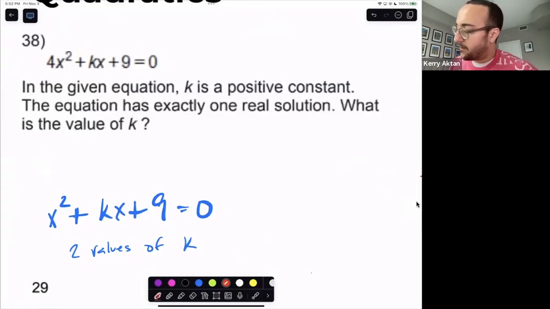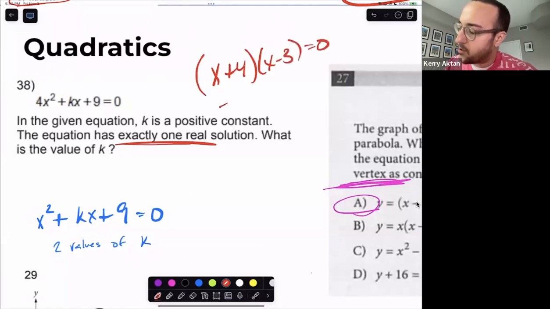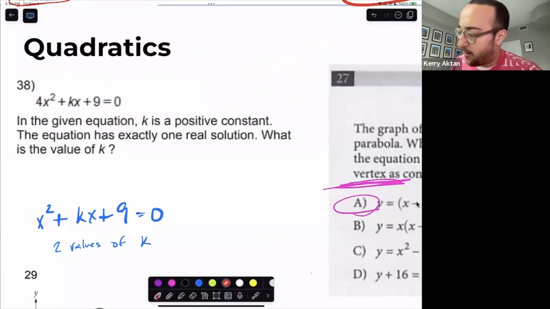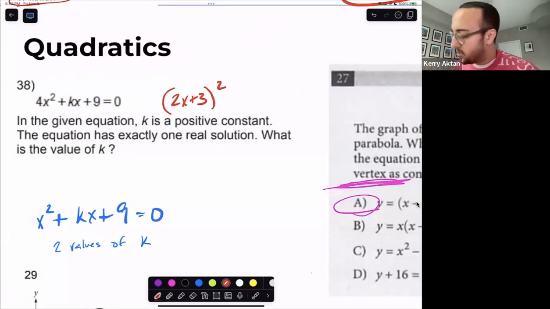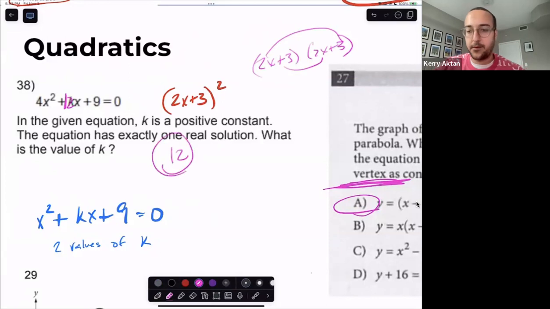Good job, guys. Reminder here that if it says exactly one solution, think about it. If I have x plus 4, x minus 3 equals 0, there are two solutions there, negative 4 and 3. But they want just one solution. That suggests to me that this must have been a perfect square. Really, this must be 2x plus 3 squared, or 2x minus 3 squared. So when you FOIL that, that middle term would have to be 12. The answer here is 12.